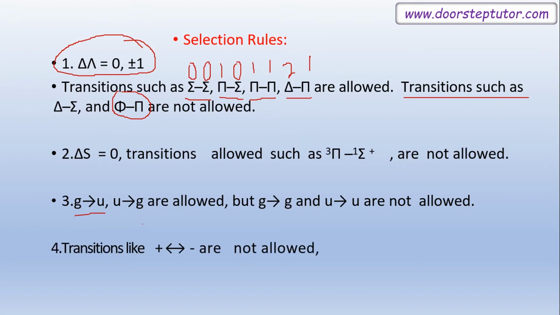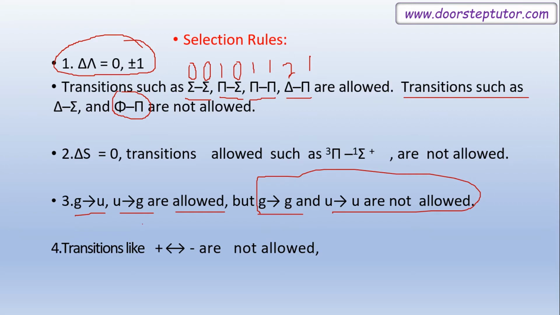Here you can see G to U, U to G are allowed transitions, but G to G and U to U are not allowed, meaning forbidden transitions. Clear, students, right? So G to U or U to G transitions are allowed, but G to G and U to U transitions are not allowed, right?